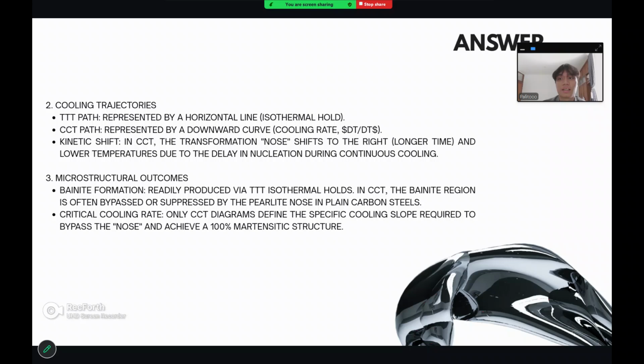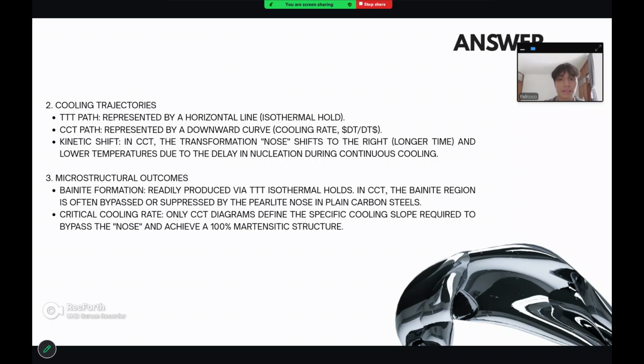The second one is the cooling trajectories. The TTT path is represented by a horizontal line or isothermal hold, and the CCT path is represented by a downward curve, the cooling rate dT/dt. And lastly is the kinetic shift. In CCT, the transformation nose shifts to longer times and lower temperatures due to the delay in nucleation during continuous cooling.